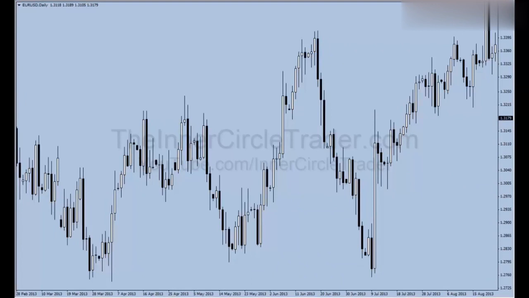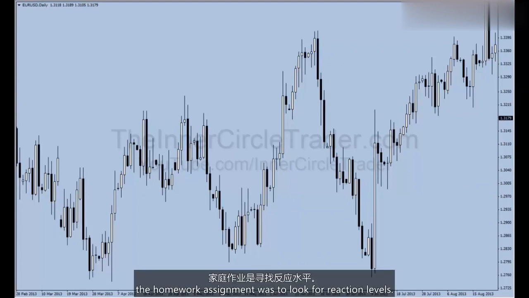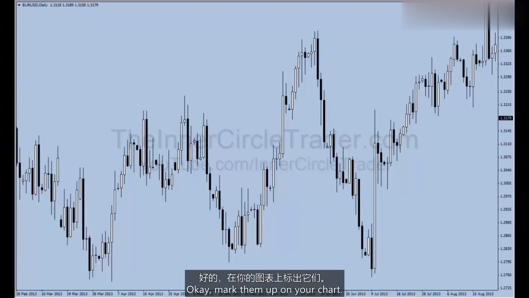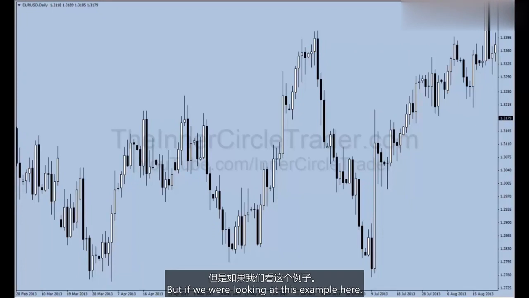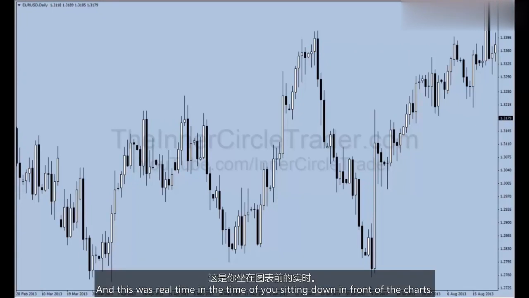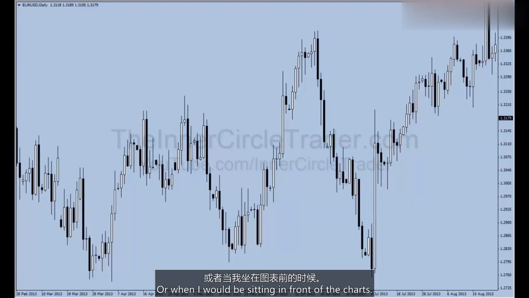So, the homework assignment was to look for reaction levels, mark them up on your chart, and then watch what happens in the coming weeks around those particular price levels. And we're going to do that now. I'm not going to beat it to death in terms of what reaction levels and support resistance levels we should have noted on our chart, but if we were looking at this example here, and this was real time, in the time of you sitting down in front of the charts, this is how I would mark up my charts.